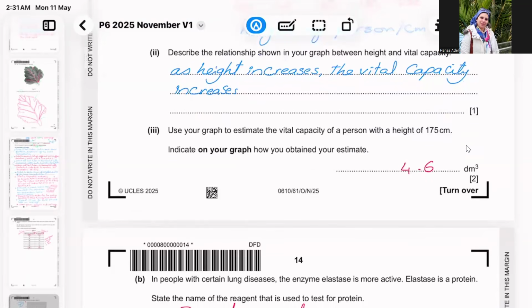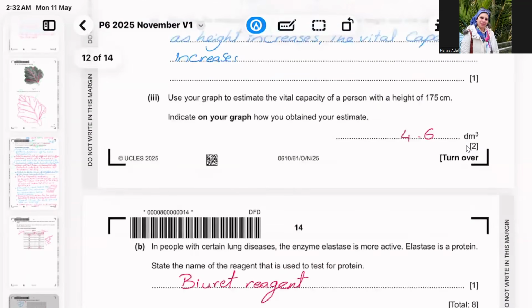In people with a certain lung disease, the enzyme elastase is more active. Elastase is a protein. State the name of the reagent that is used to test for protein. Yes, we know that, which is biuret reagent.